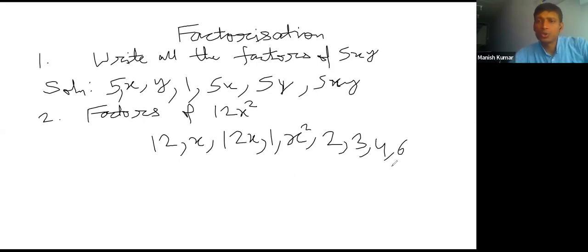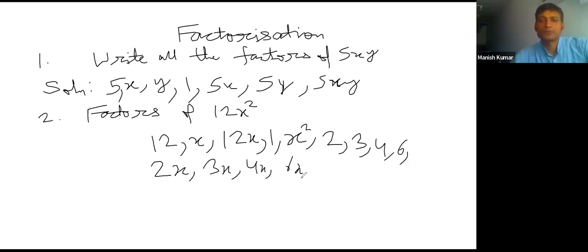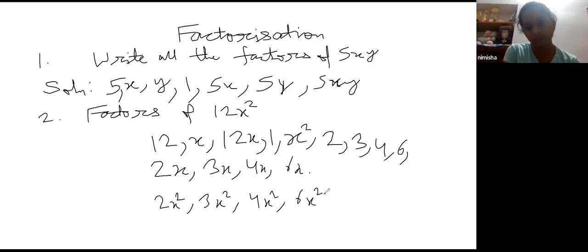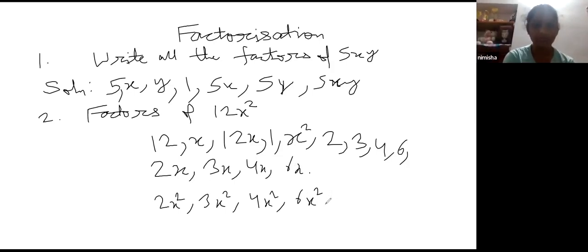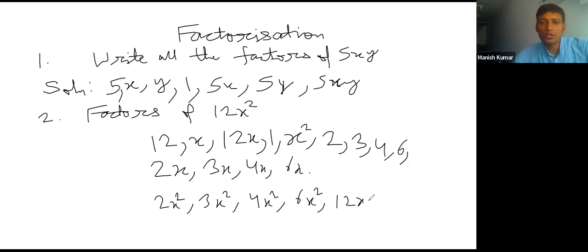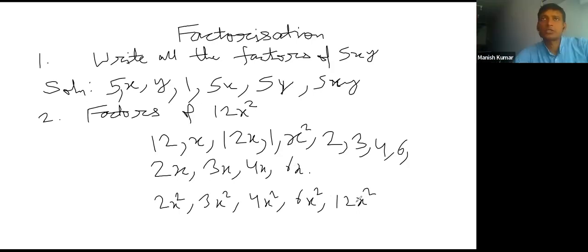x square. So we can also write, one second, 2x, isn't it? Yes. 3x, 4x, 6x. Then we can write 2x square, 3x square, 4x square, 6x square, isn't it? Okay, so take a screenshot. 12x square also. 12x square, yes. Anything left? No. Okay, so take a screenshot.